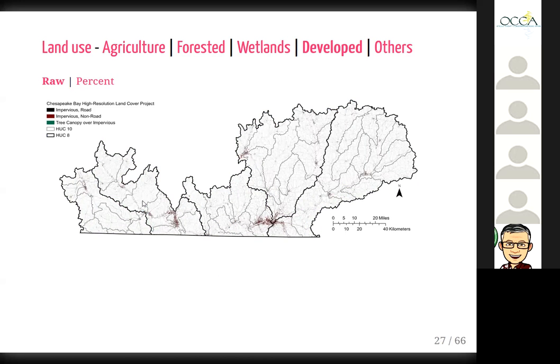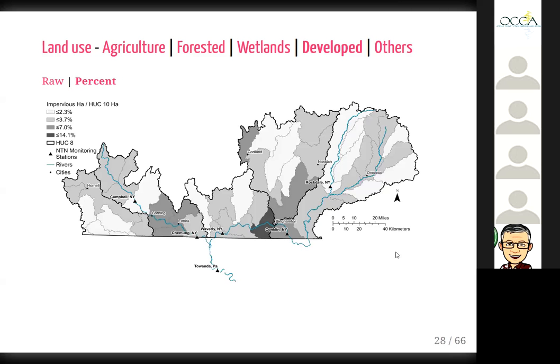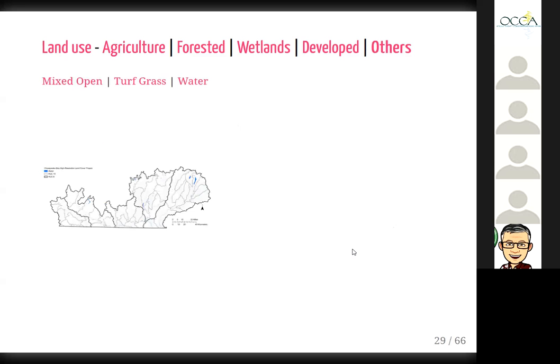This is the impervious area within the watershed. Again, it's such a fine scale, it might be hard to see, but you can kind of make out where the cities are. There's Binghamton, Elmira to the left. And this is all the impervious area. So roads, buildings, and then it also includes tree canopy over impervious. And this is the percent. It's as expected. We have more impervious area in the cities for each HUC-10.